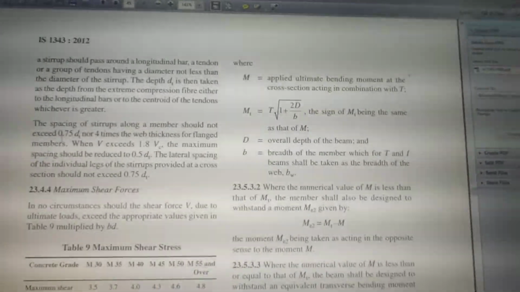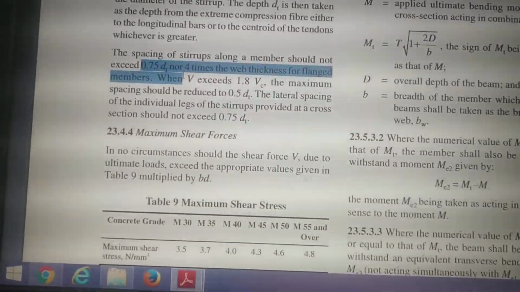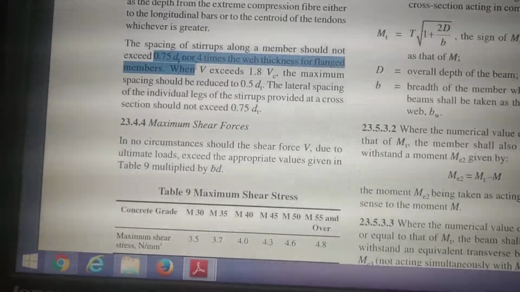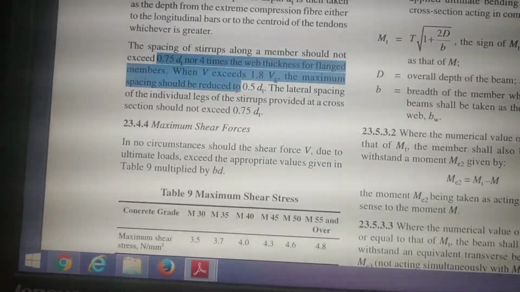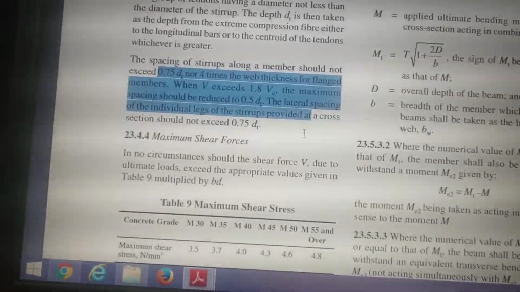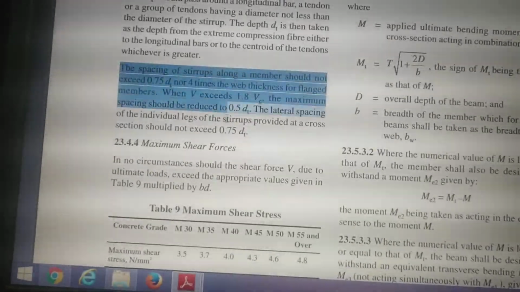The most important thing is that here you have to check the spacing of the stirrups, that is 0.75 times DT, or 4 times the web thickness for the flanged section. When V exceeds 1.8 times VC, the maximum spacing should be reduced to 0.5 DT. This is important, and we implement it in the design part.